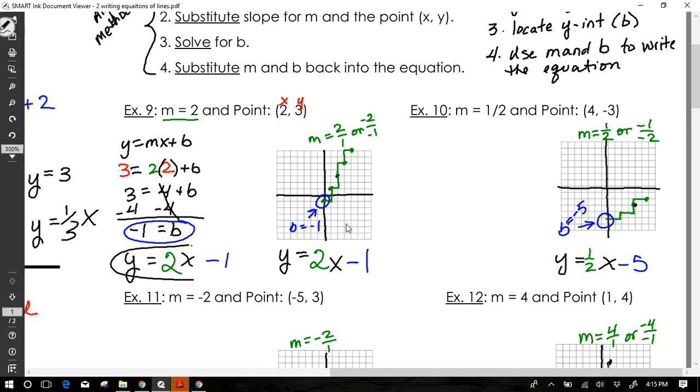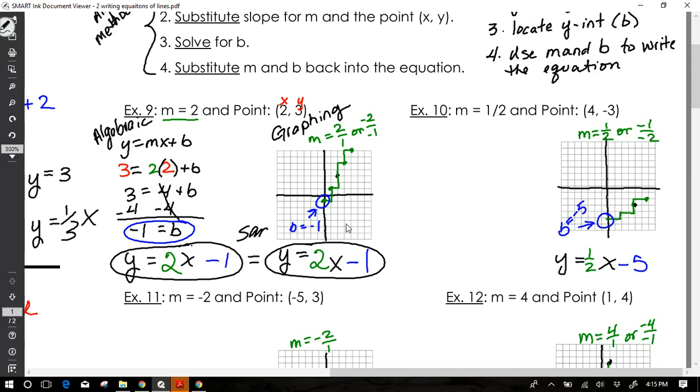And you can very plainly see that whether I do it the graphing method or the algebraic method, I will get to the same answer. All right? They're the same no matter which method I choose to use. So we're going to practice both during these notes. But when it comes to doing it on your own, you're allowed to use any method that you prefer. All right?